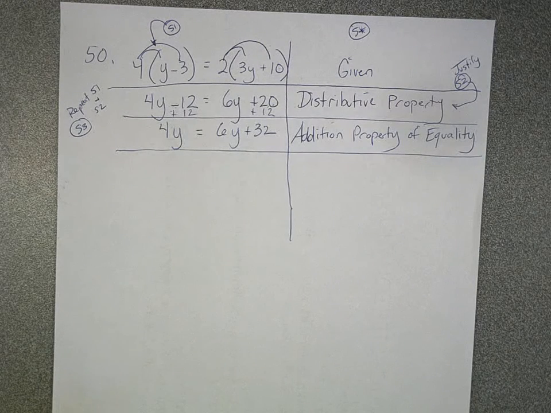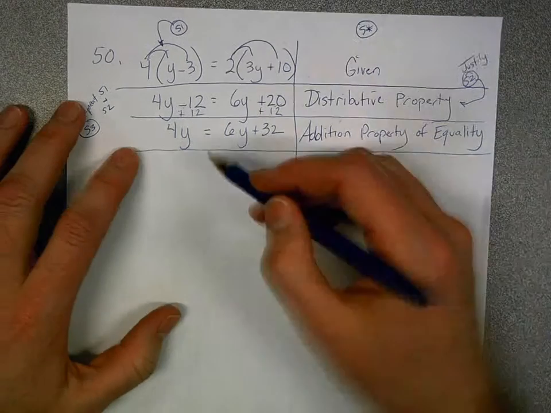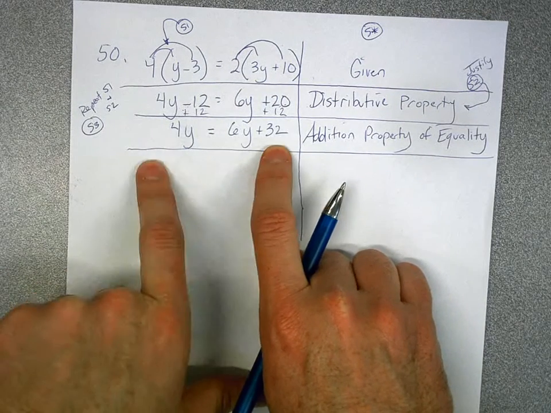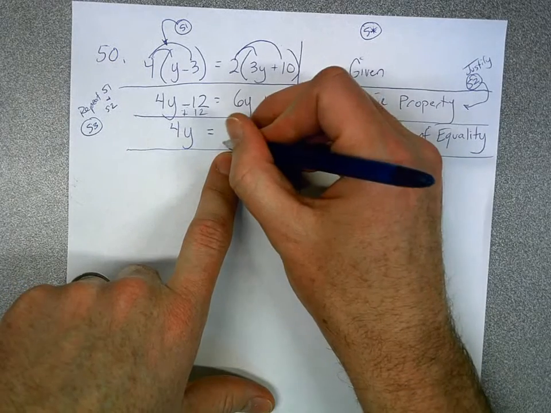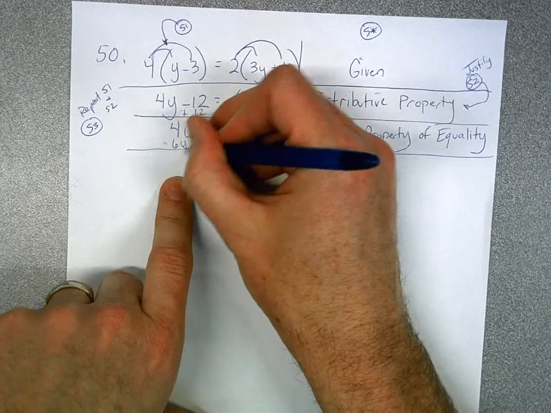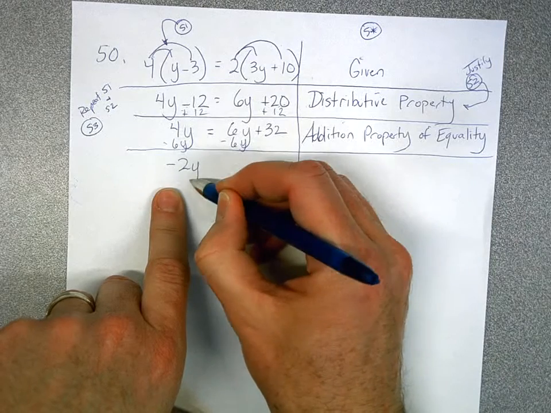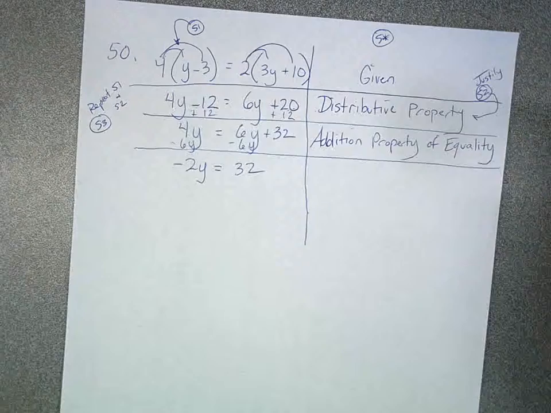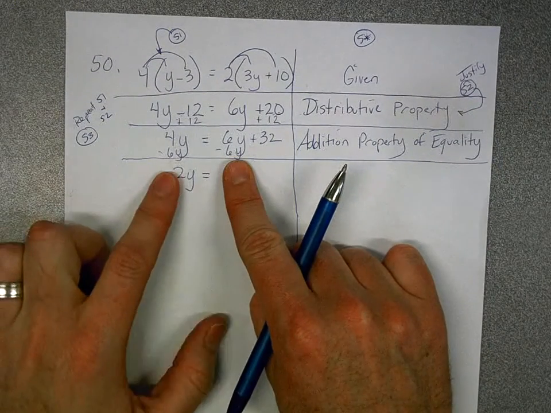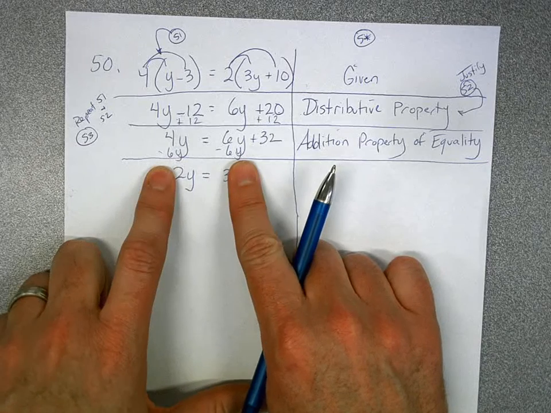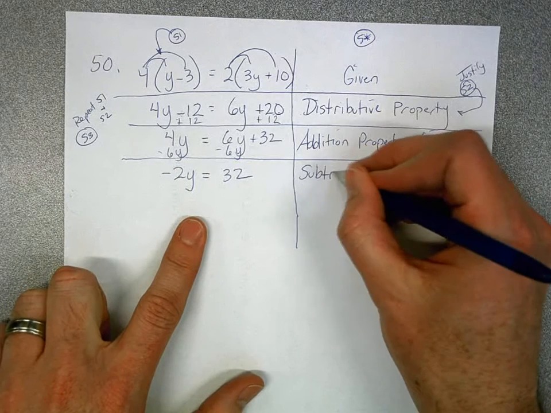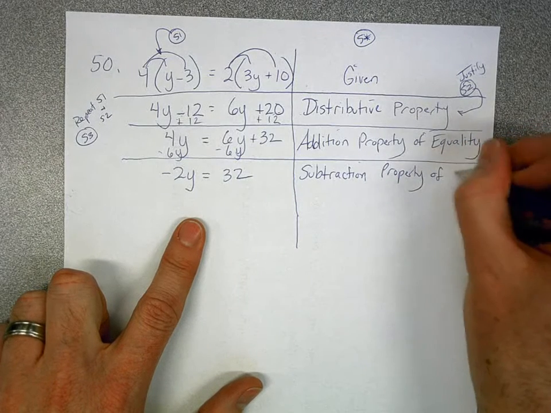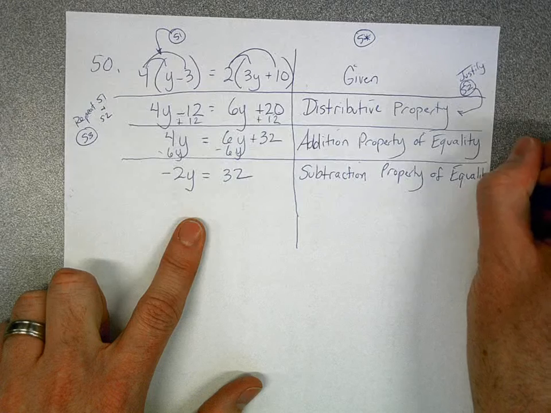Here we go. From what we already know, I am going to now get my variable term over here. I'm going to subtract 6y from both sides. And this gives me a negative 2y equals 32. Whatever you do to one side, you do to the other, but we use subtraction. Even though it's a term, I use subtraction. So, subtraction property of equality. Put a line underneath.